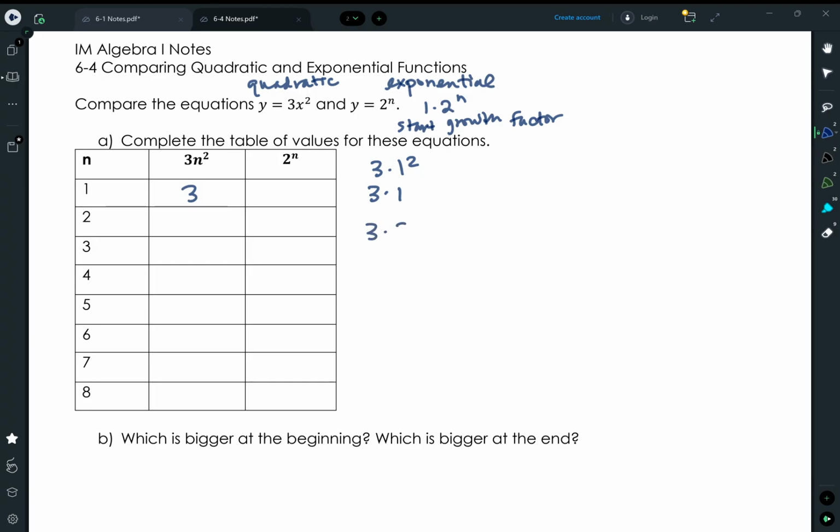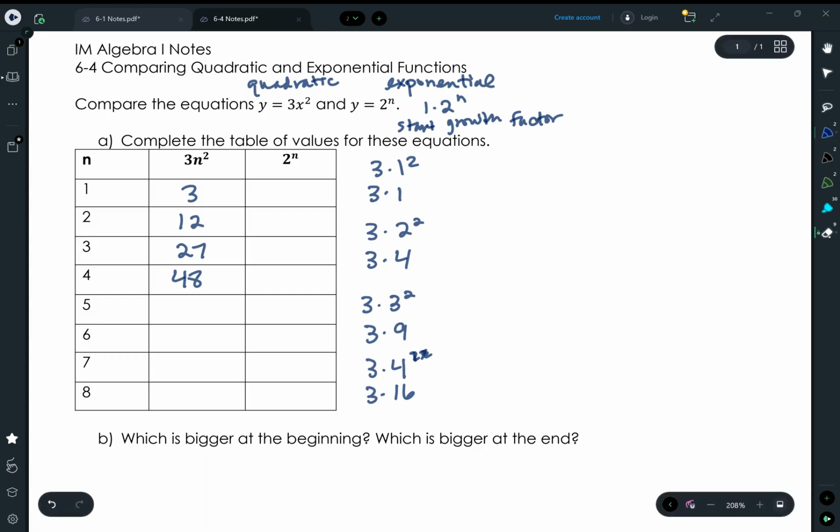3 times 2 squared, well, 2 squared is 4. 3 times 4 is 12. 3 times 3 squared, 3 squared is 9. So 3 times 9 is 27. 3 times 4 squared, well, 4 squared is 16. 3 times 16 would be 48.